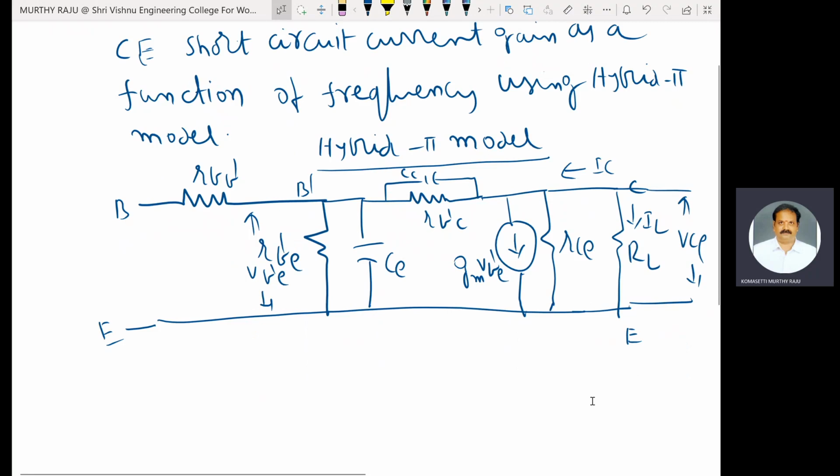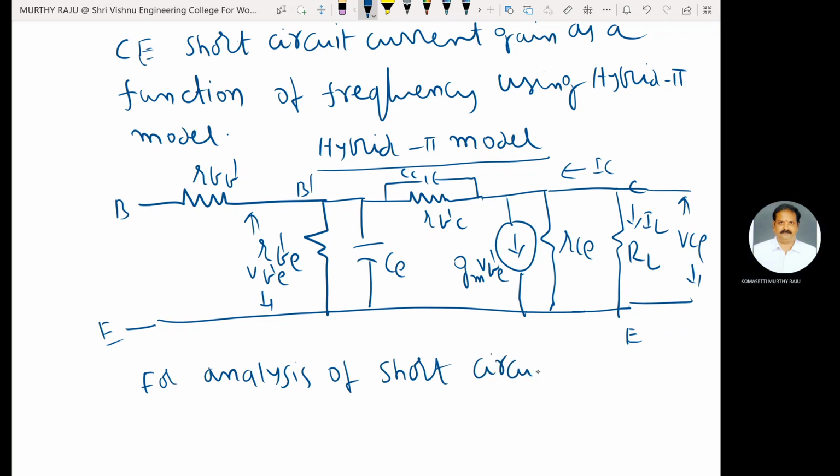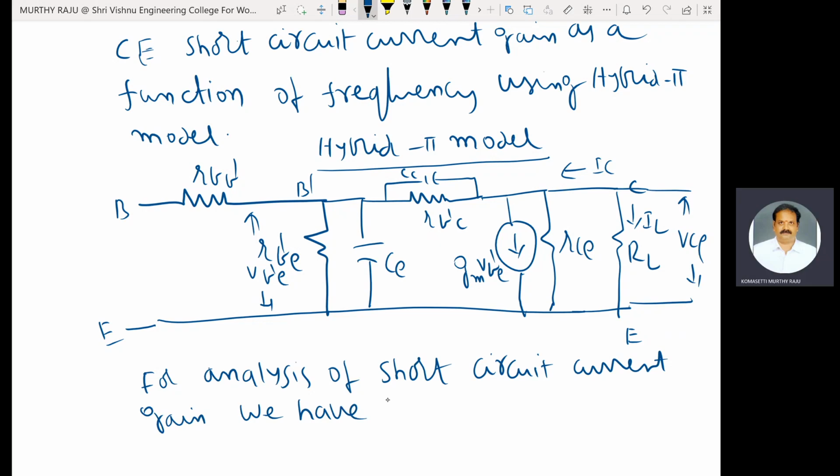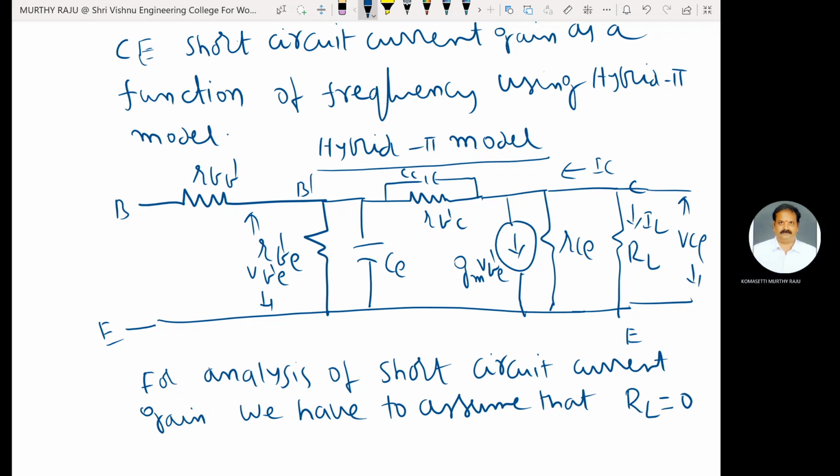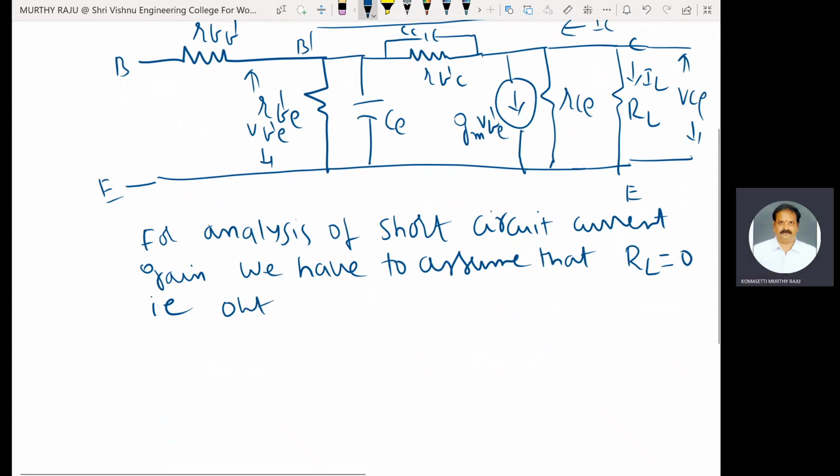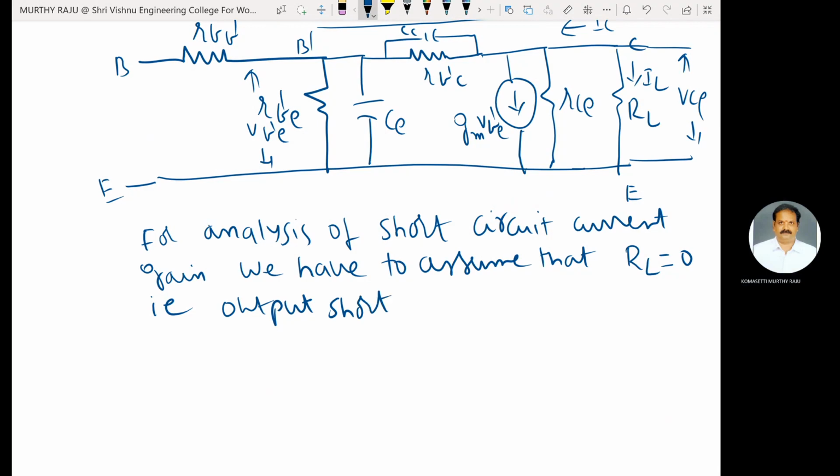For analysis of short circuit current gain, we have to assume that RL is equal to zero. Short circuit means output terminals C and E are shorted. That means RL is equal to zero, the output is short circuited. Output short circuited means here RL is equal to zero.